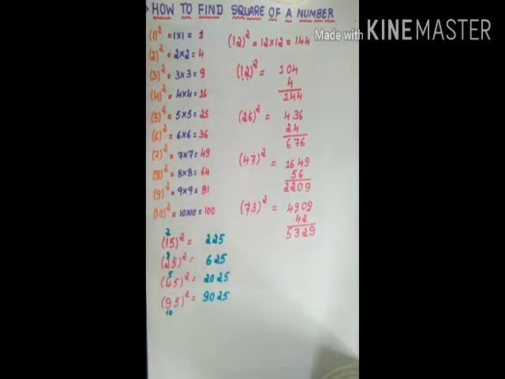If the number is ending with 5, you can make the square in a very easy way. 15 square 225. 25 square is 625. 45 square is 2025. 95 square is 9025. Okay, you can improve your calculations like this by using the smaller technique.